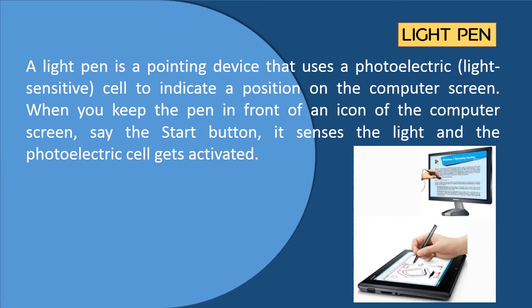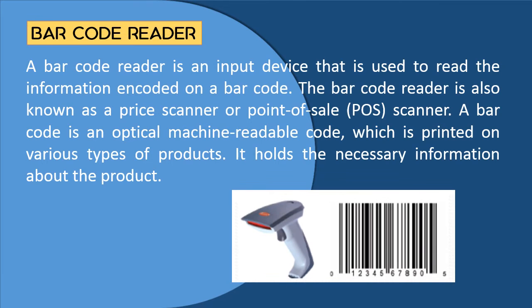Light pen. A light pen is a pointing device that uses a photoelectric, light-sensitive cell to indicate a position on the computer screen. When you keep the pen in front of an icon on the computer screen, say the start button, it senses the light and the photoelectric cell gets activated. Barcode reader. A barcode reader is an input device that is used to read the information encoded on a barcode. It is also known as a price scanner or point-of-sale (POS) scanner. A barcode is an optical machine-readable code, which is printed on various types of products. It holds the necessary information about the product.